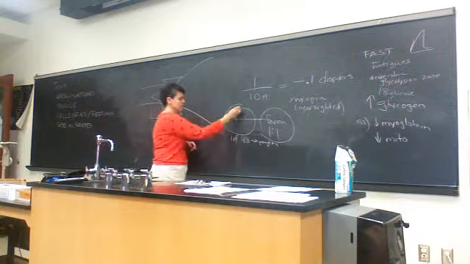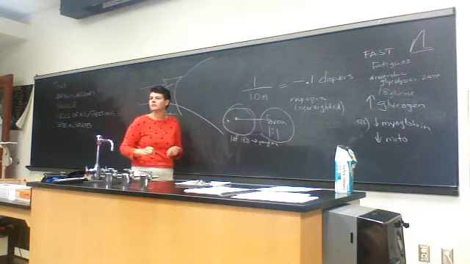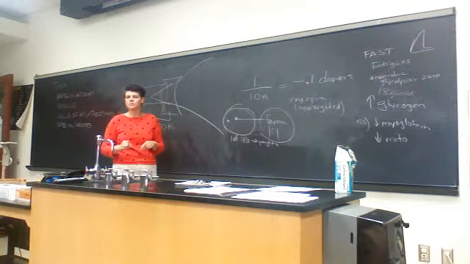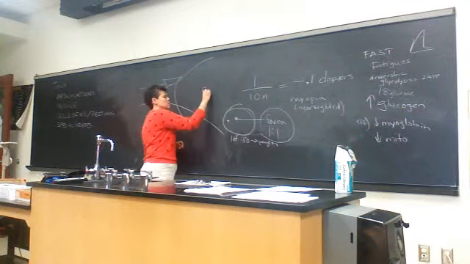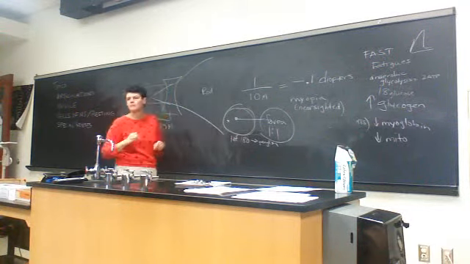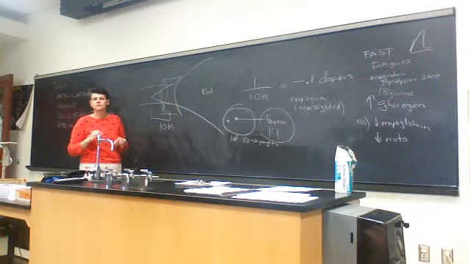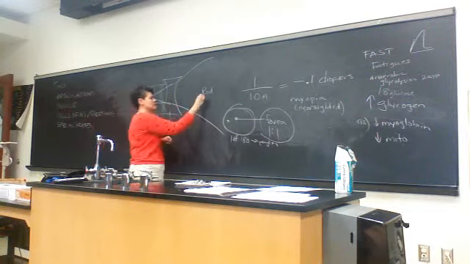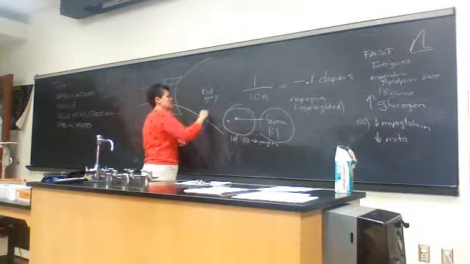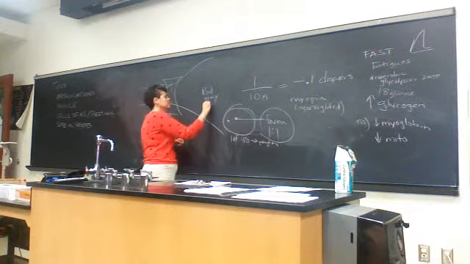What kind of cells are typically out here at the periphery? What type of cells are typically out at the periphery of the retina? Rods. What are rods responsible for? Gray vision, right? What light? Dim light.